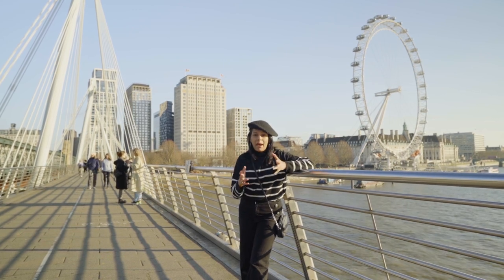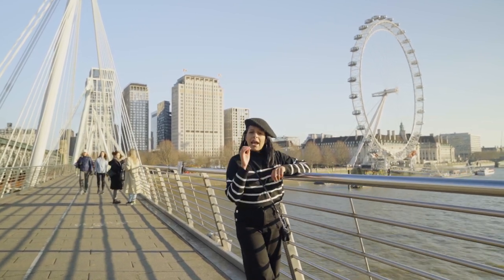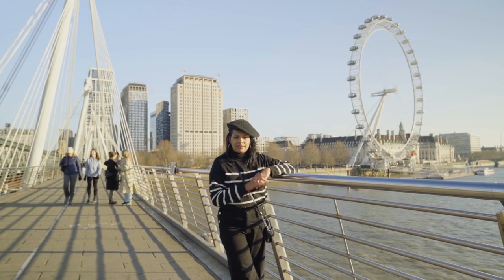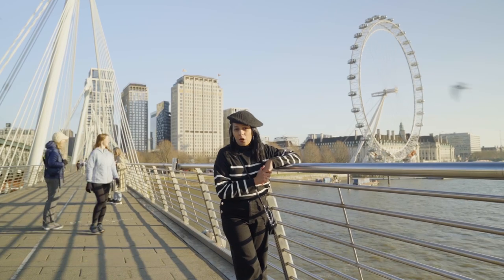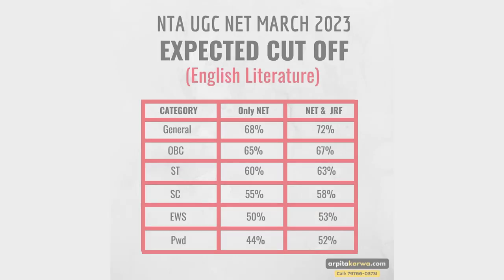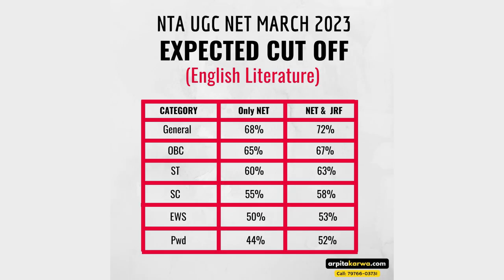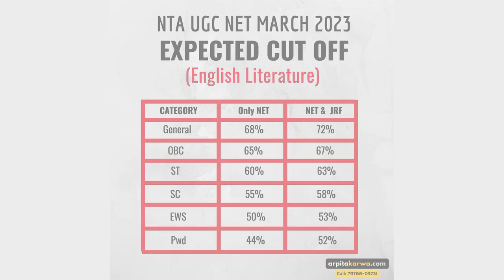Cutoff and difficulty level of the paper have an inversely proportional relationship in the case of the UGC NET exam. Based on the feedback that I've received from students, I can conclude that the paper was easy this time. And so, as per my analysis, the NET cutoff would be somewhere around 68% and the JRF cutoff would be 73% for the general category students.